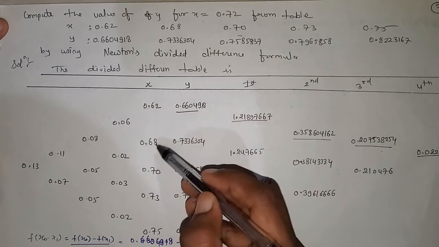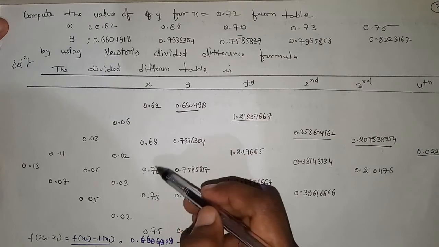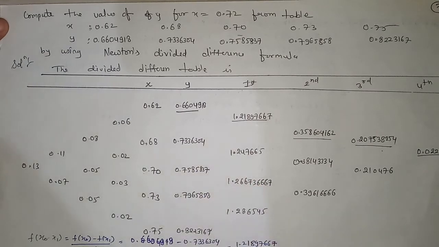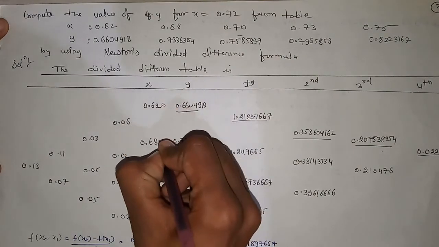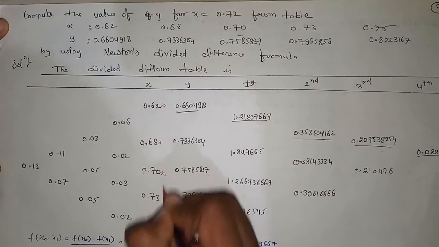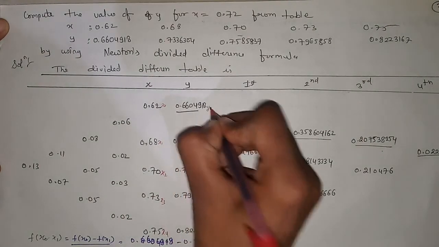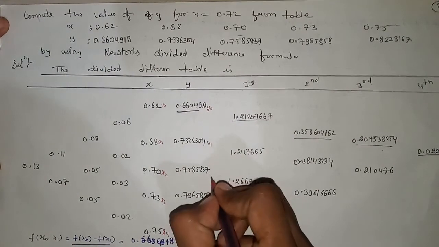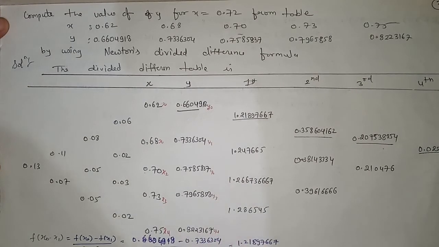0.62 as the first argument, 0.68 as the second, 0.70 as the third, 0.73 as the fourth, 0.75 as the fifth argument. Here you can write, this is x0, this is x1, this is x2, this is x3, this is x4. Accordingly, this is y0, y1, y2, y3 and y4.